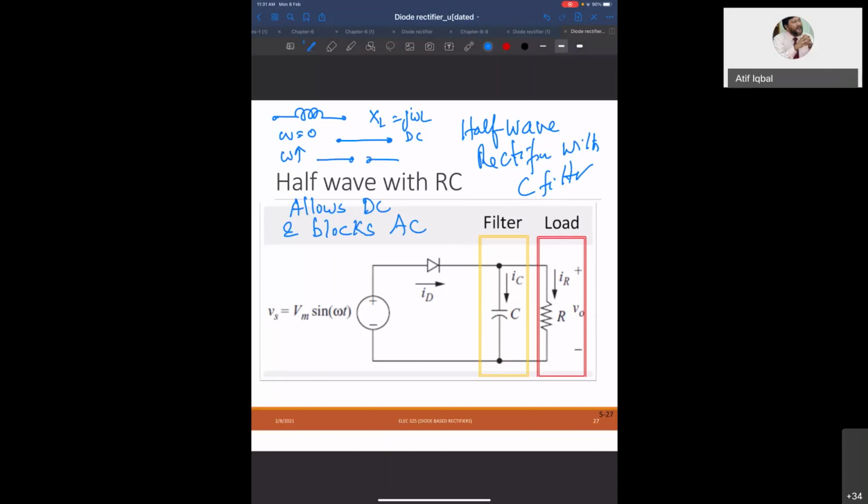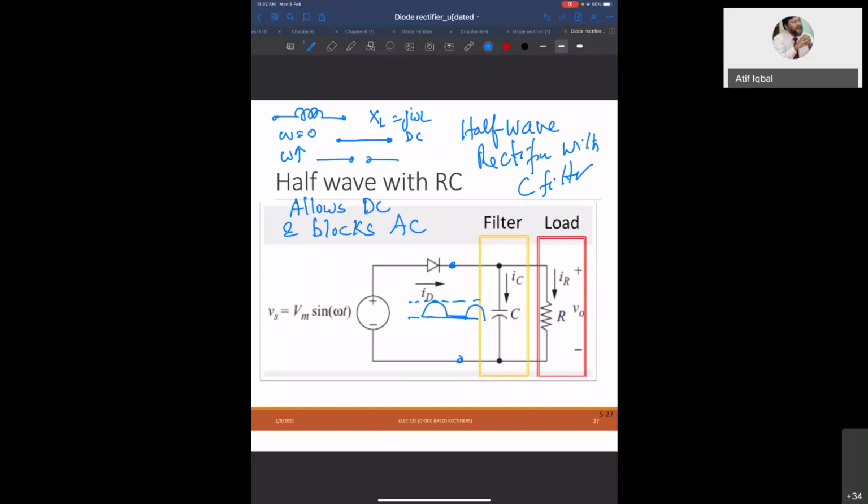So DC will easily pass through the inductor because it acts as a short circuit to DC. But the AC component will be dropped across the inductor. And you see here, from the diode, the voltage that you get is like this. If it is half wave, then it will be like this, and then 0, and then this. So it has some DC component, but it also has an AC component.